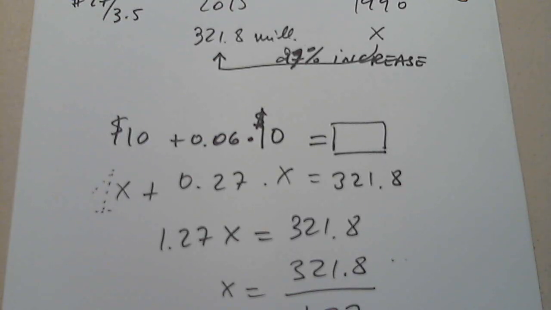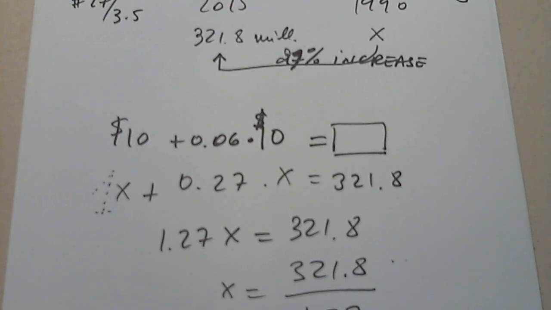Good. So let's divide, and that's the initial population. 321.8 divided by 1.27. The answer has to be smaller than 321.8. It's 253.4 million.